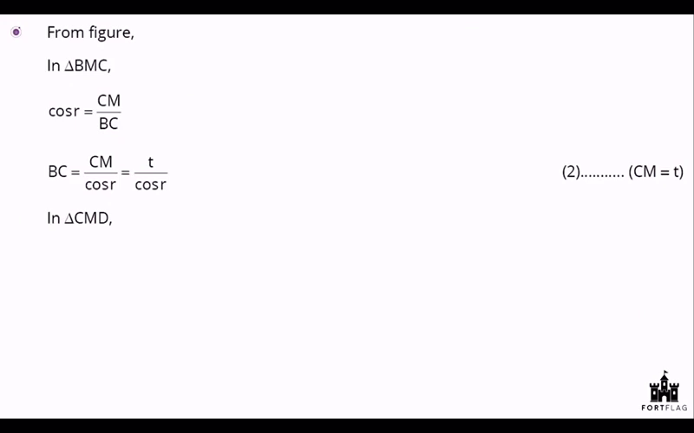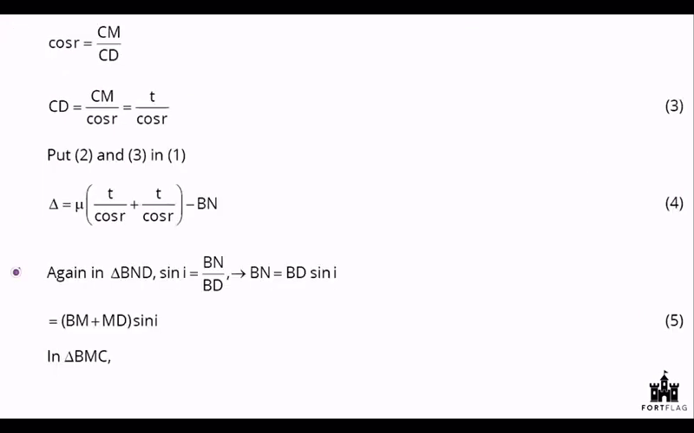Now consider triangle CMD. You will get similarly CD equal to t by cosine r. So you will substitute that in the first equation. The path difference becomes mu times 2t by cosine r, minus, now we will try to find the value for BN in terms of mu, thickness, and the angle of incidence or angle of refraction.